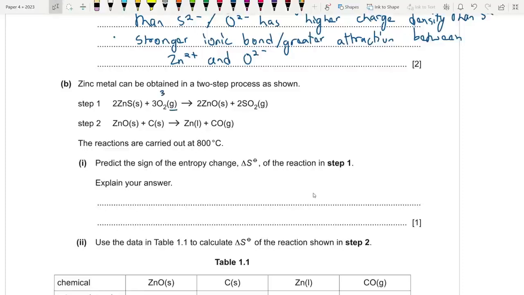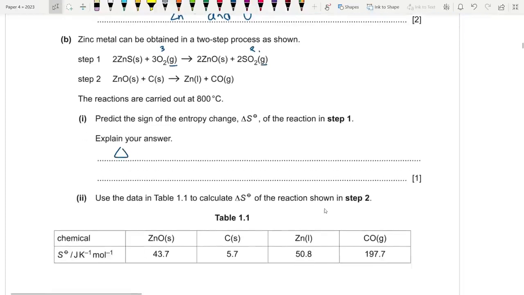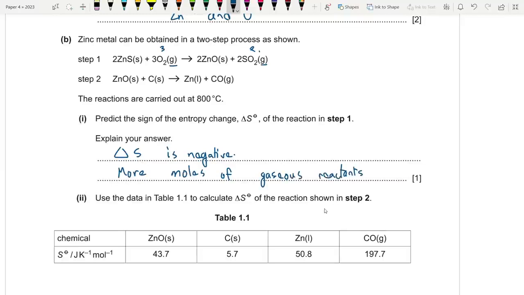It went from 3 to 2. So there was a decrease in the number of gaseous moles. As a result, del S will be negative because there's less disorder. So del S is basically negative. The reason being, there are more moles of gaseous reactants than gaseous products. Or you could say that the number of gaseous moles decreases, has a net decrease. The reason being, more moles of gaseous reactants than gaseous products.